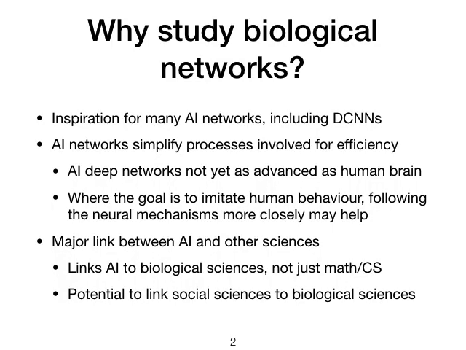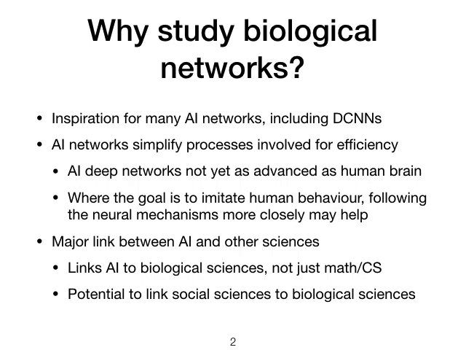Okay. So why do we think it's important to study biological networks? Well, first of all, these are the inspiration for many machine learning networks in artificial intelligence, including deep convolutional neural networks. Second, AI networks always simplify the processes involved for efficiency, right? So there's a lot of mathematical abstractions in artificial neural networks to make things faster and more efficient and generally make things work. But biological networks don't work in exactly the same way. And AI deep networks are not yet as advanced as the human brain, partly because they're making lots of shortcuts for computational efficiency, and even on modern computers, the artificial deep networks are really pretty demanding for computers.